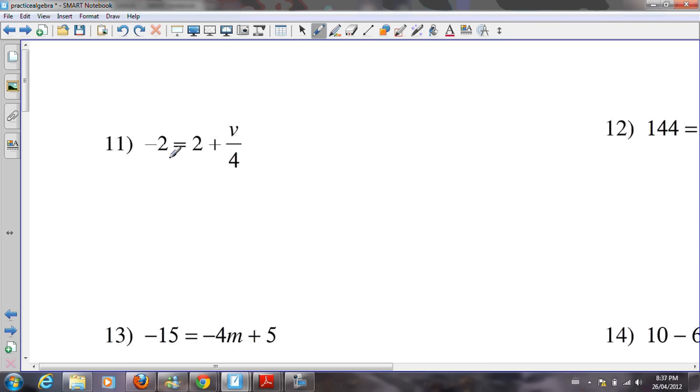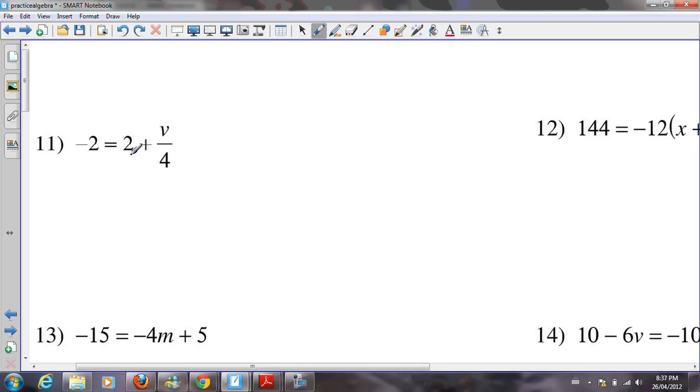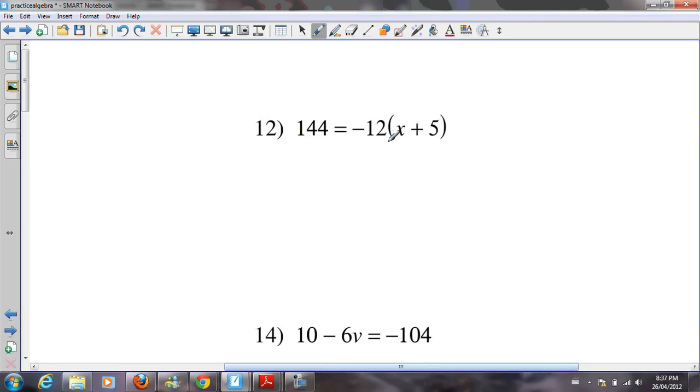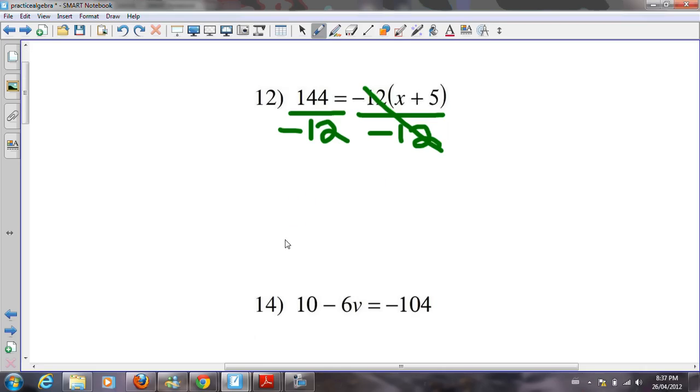So as you can see, all of the problems on the example sheets are pretty much the same. You shift them over, and then, of course, you're going to times it by 4 to cancel out the divided by 4. If there's brackets, well, what's in front of the bracket? This is 12, or negative 12, times all this. So we're going to go divided by negative 12, and that'll cancel that. And of course, then it'll be much simpler to solve.